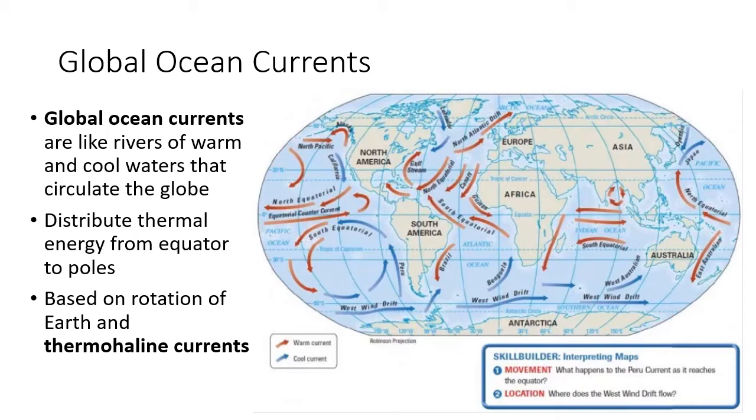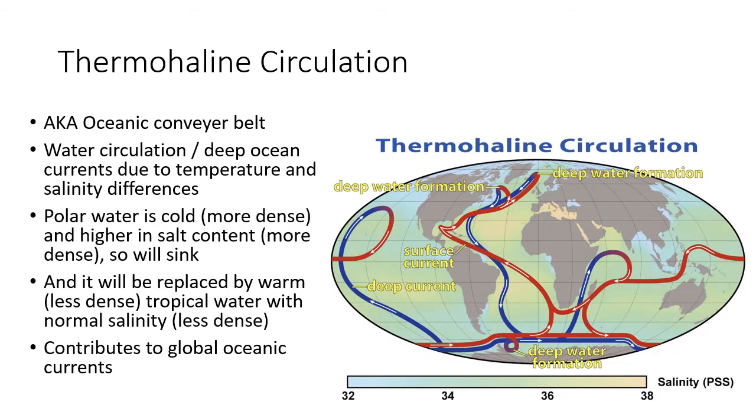It should be noted that wind patterns do the same, but because the ocean is such a more massive heat reservoir than the air is, there's a lot more energy stored in the oceans. It can distribute it a little bit more effectively. Now, you probably read the term thermohaline currents or thermohaline circulation on the previous slide. That's what we're going to talk about here.